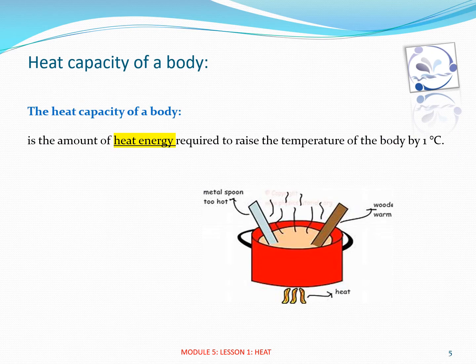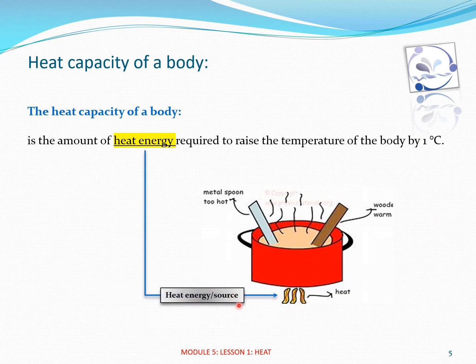Heat capacity of a body. The heat capacity of a body is the amount of energy required to raise the temperature of the body by 1 degree Celsius. Let's have a look at the illustrated example. We have a pot, we have fire, we have boiling water, a wooden spoon, and a metal spoon. These are 2 different types of objects.